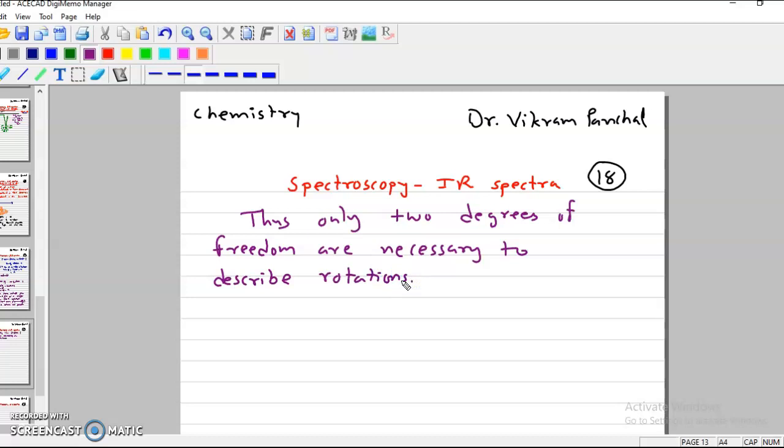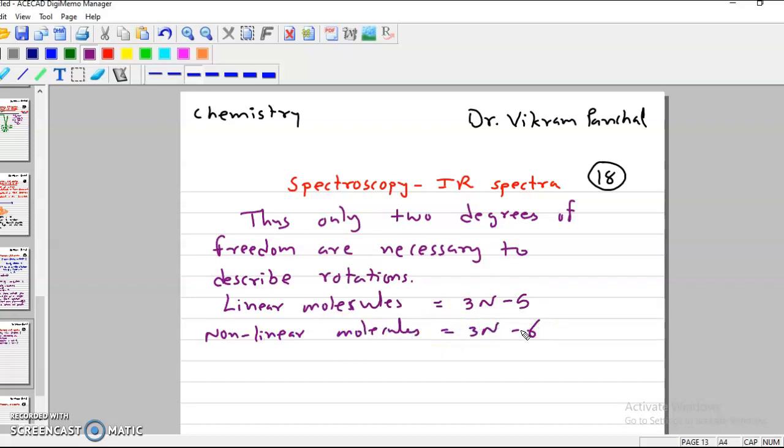So that is why for linear molecules, the degrees of freedom of vibrations will be 3n minus 5, and for nonlinear molecules it will be 3n minus 6. This way we can find out the total number of vibrations according to this formula.